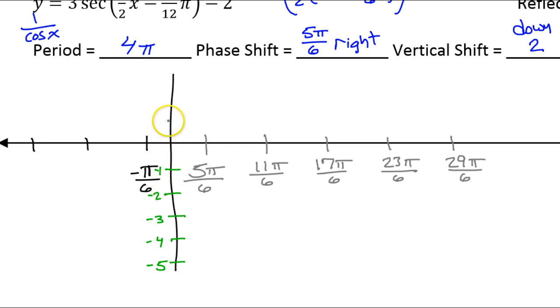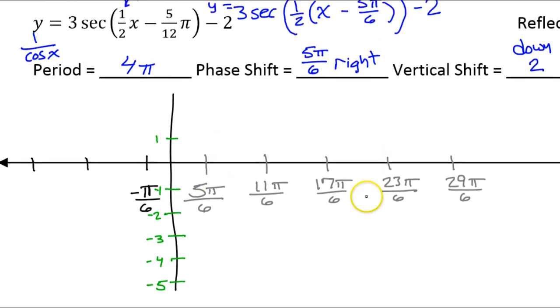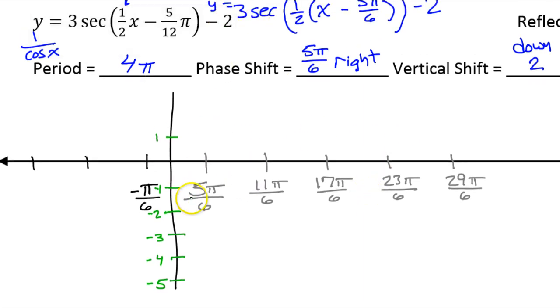Let's see, I'm thinking ahead. I'm also going to need a +1 up here, and you'll see why in a second. Because of the -2, my midline is not going to be the x-axis anymore. My midline is going to be down here at -2. So that's why I'm going to put a dotted line down here at -2.